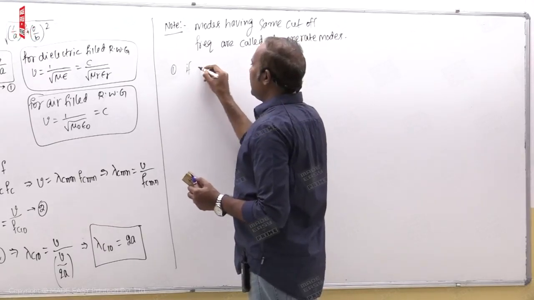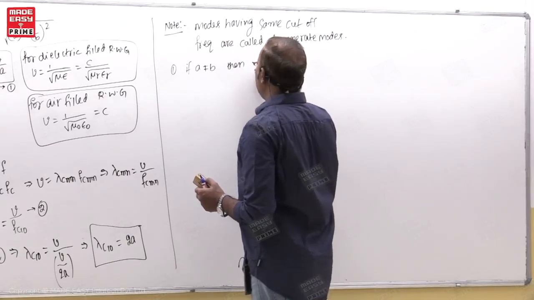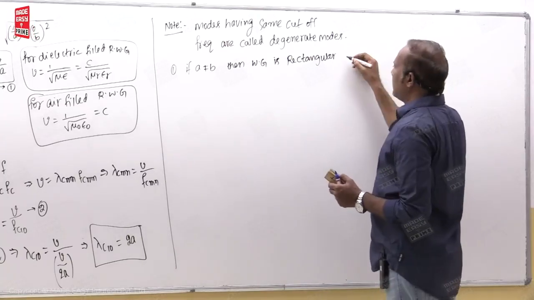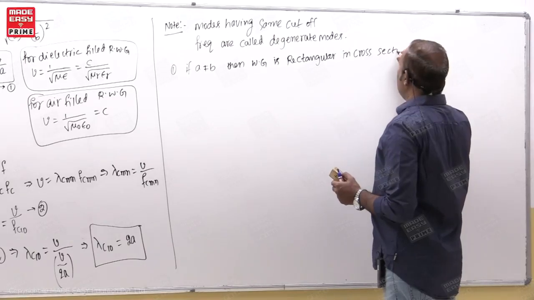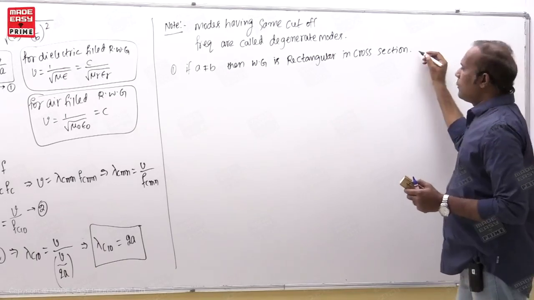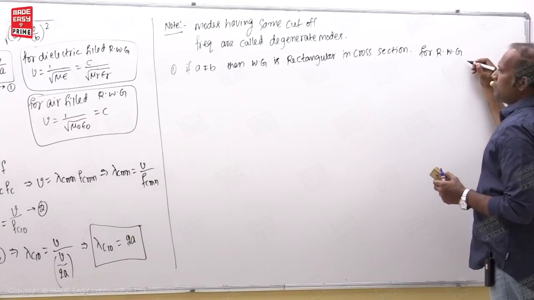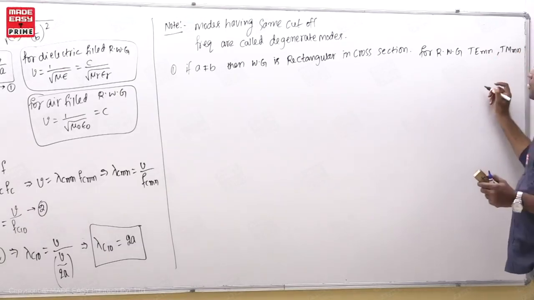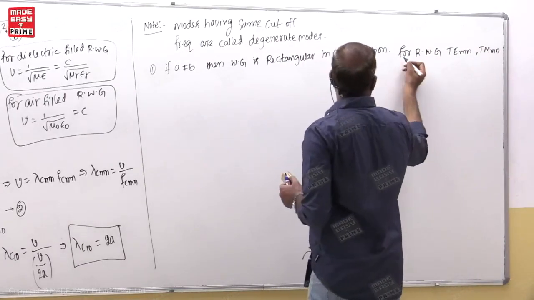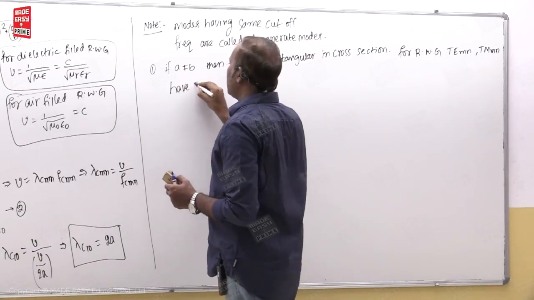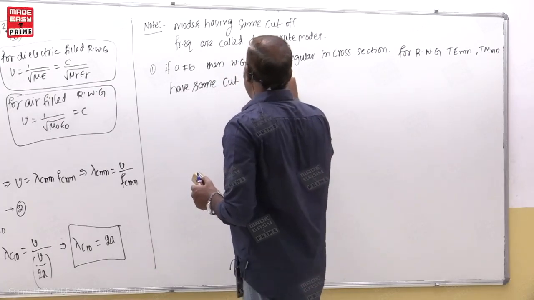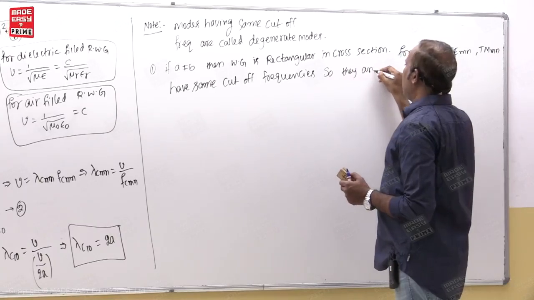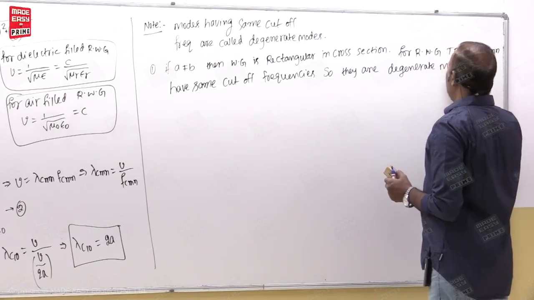First point in that: if A is not equal to B, then the waveguide is rectangular in cross section. So for a rectangular waveguide, TEMN and TMMN both have the same cutoff frequencies, now students. So in a rectangular waveguide, TEMN and TMMN have the same cutoff frequencies, so they are degenerate modes.